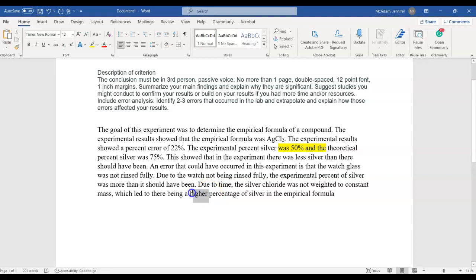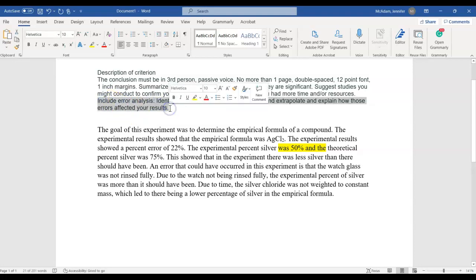Again, depending on your results, this could be lower. And then you need to justify why. So don't just say higher or lower. I always tell people to throw in some numbers. So you didn't weigh to constant mass. How did that affect your answer? This piece right here takes a little while for us to really be able to answer, to figure out what our errors could have been and how they affected our results.